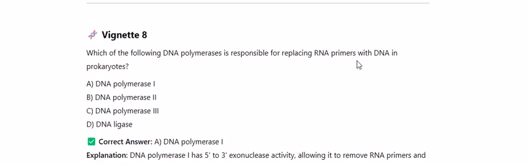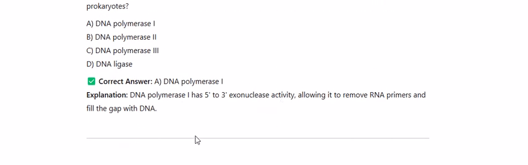Vignette 8. Which of the following DNA polymerases is responsible for replacing RNA primers with DNA in prokaryotes? A. DNA polymerase 1. B. DNA polymerase 2. C. DNA polymerase 3. D. DNA ligase. Correct answer, DNA polymerase 1. Explanation. DNA polymerase 1 has 5' to 3' exonuclease activity, allowing it to remove RNA primers and fill the gap with DNA.